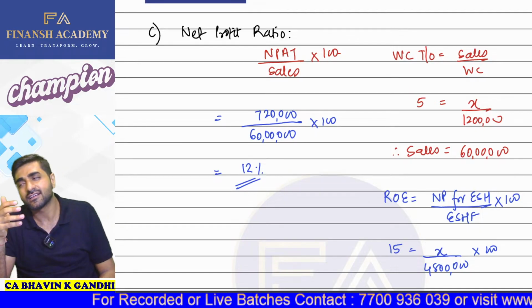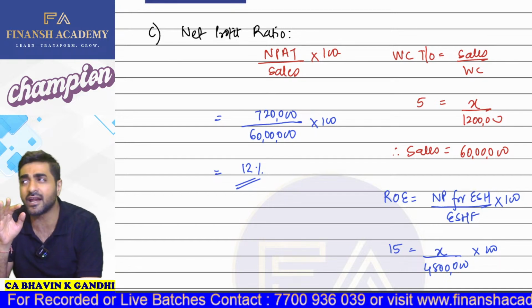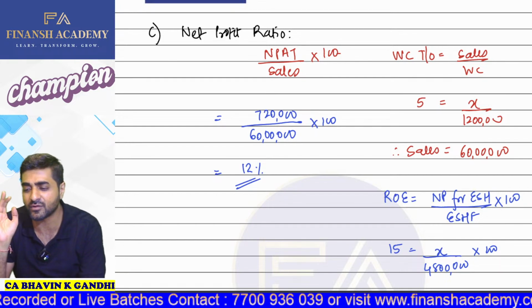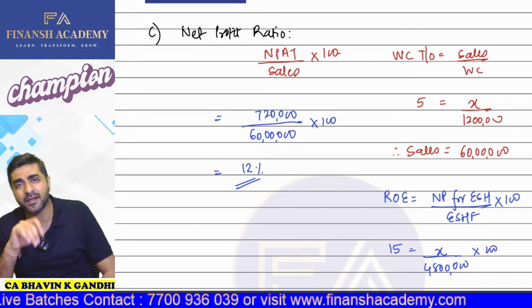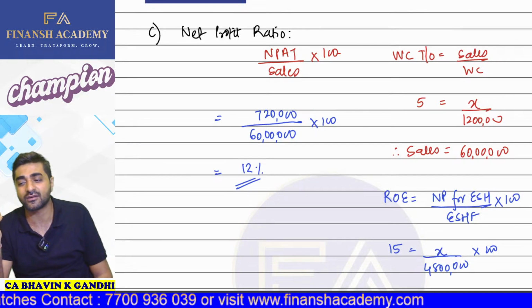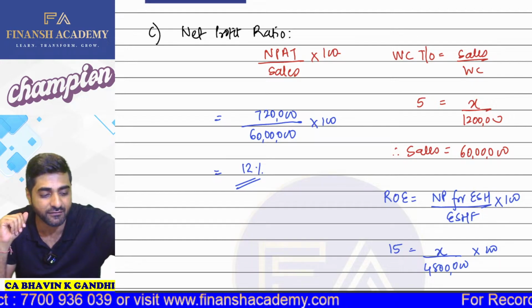We have understood that we always first write down the ratio. Net profit ratio is NPAT upon sales into 100. Always first write down the ratio. The second part is to check whether we have the data or not. No, we don't have NPAT. We don't have sales. But don't worry.